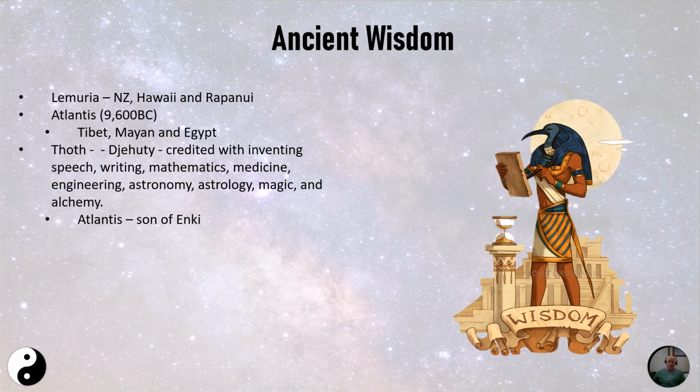So Thoth was actually the son of Enki. Now Thoth lived for 45,000 years, and this is recorded also in the Emerald Tablets. Now the Emerald Tablets were found in the Great Pyramid, and they have since disappeared, but they were decoded.